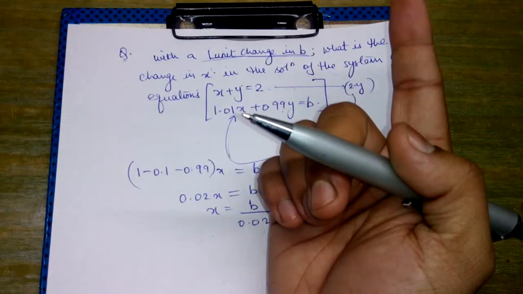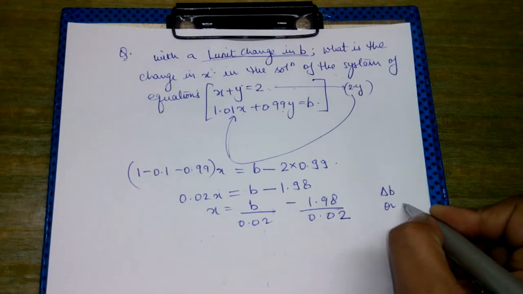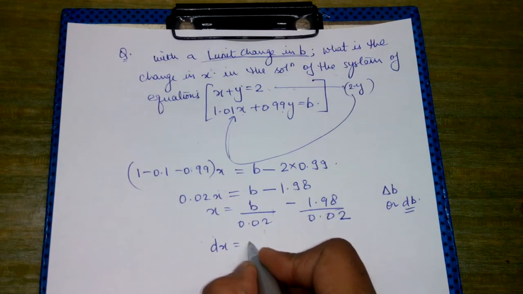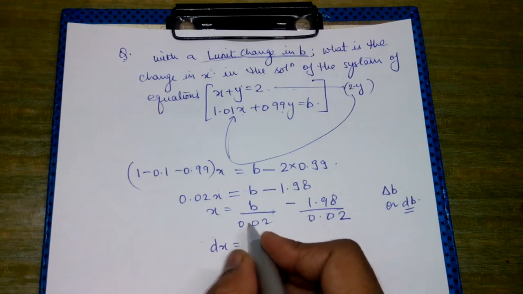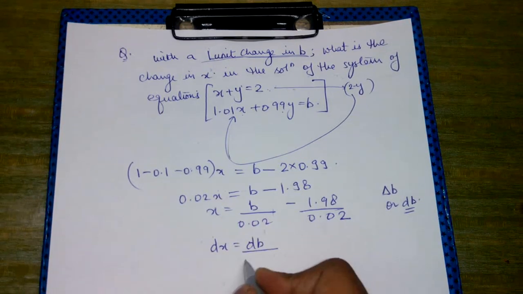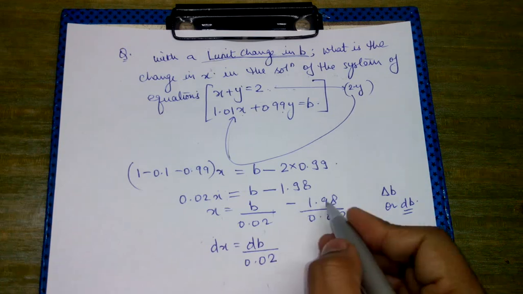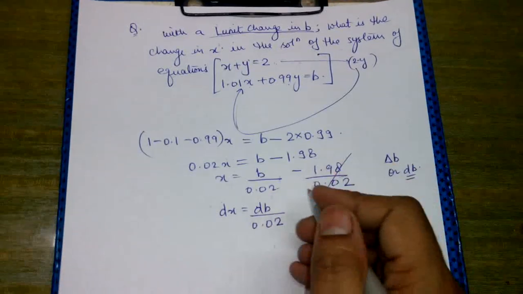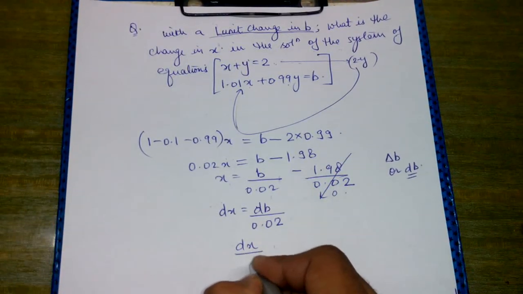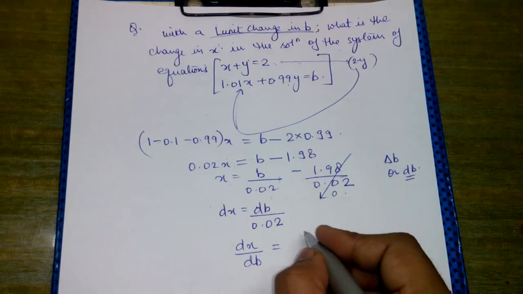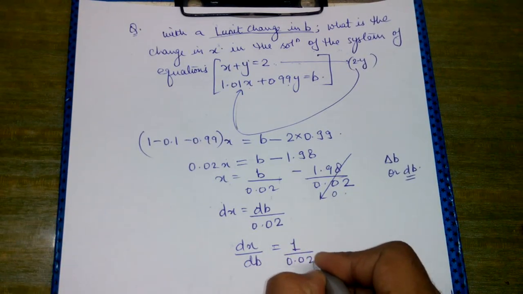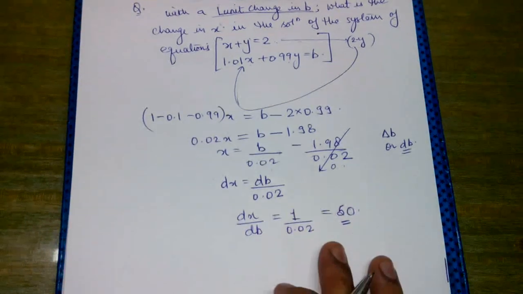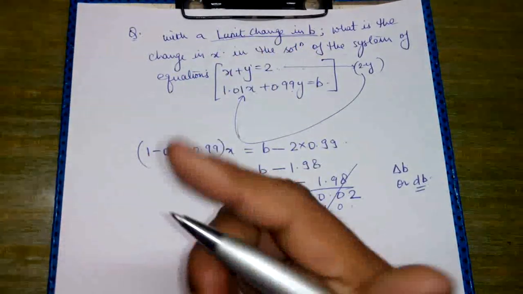Now we have been given that with 1 unit change in b, that means b is changing by 1 unit. That means we have been given delta b or simply db. So we can write dx is simply nothing but db upon 0.02. Okay, and if we differentiate this, the second term will be cancelled because this is a constant number. So dx upon db would be simply equals to 1 upon 0.02, and this is coming out to be 50. So there will be a change of 50 units when there is a change of 1 unit in b.